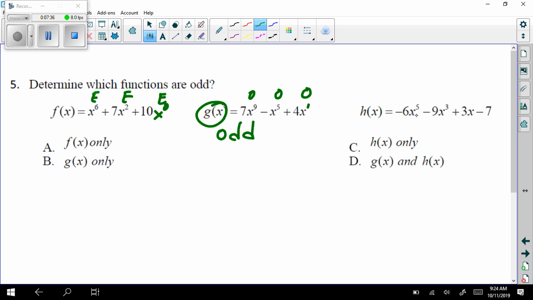And then H, 5 is odd, 3 is odd, 1 is odd, but this would be x to the 0, which is even. So that's neither even nor odd because it's got a mixture. G is the only odd one. F was an even function because all the exponents were even.